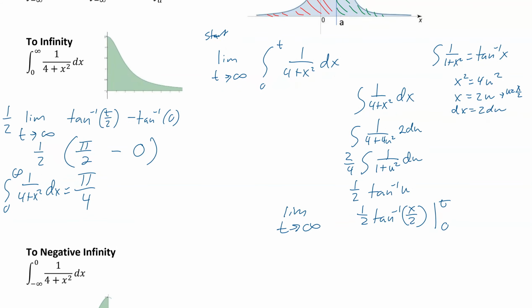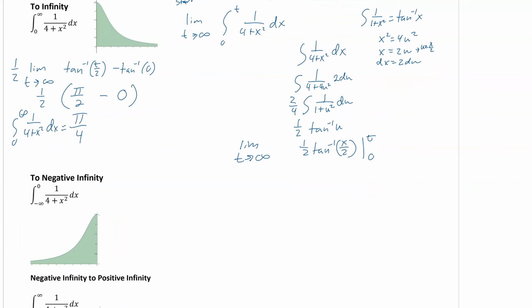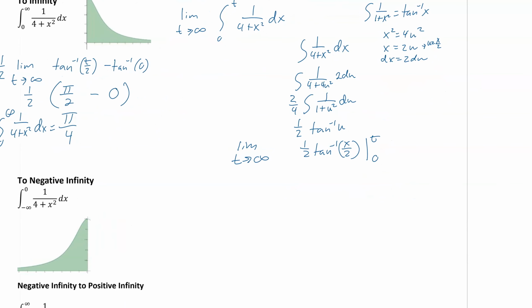All right, so now let's try it with negative infinity. Now it's going to be the same thing, except we're going to negative infinity. We already have the integral, so we're going to take this a lot quicker. And so now we're going from t to 0.